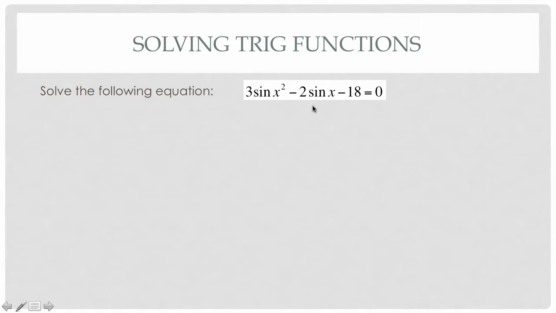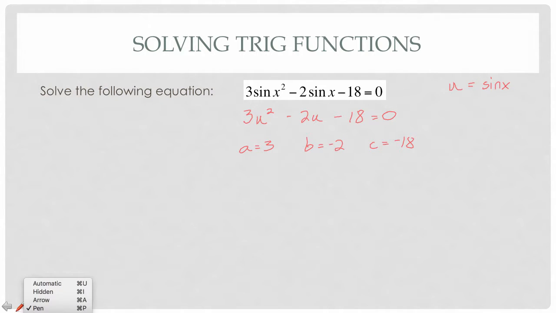We're going to solve this equation. So this one I can't get sine by itself, but like what we just did, let's substitute. Let's say our variable u is equal to sine of x, and so we're going to substitute all that in here. So 3 times u squared minus 2 times u minus 18 equals 0. And in the quadratic formula, a is 3, b is negative 2, and c is negative 18. All right. Let's crunch this thing out now.